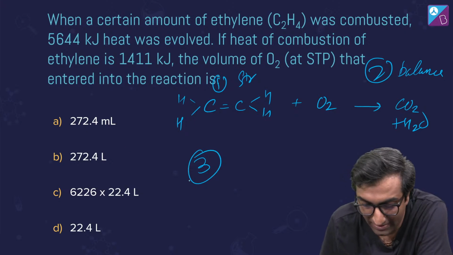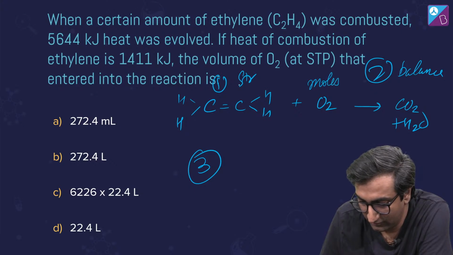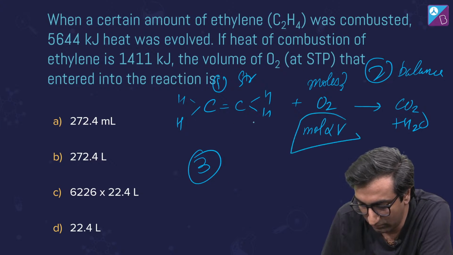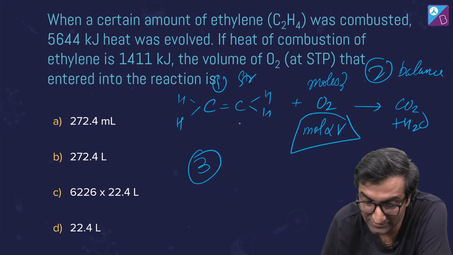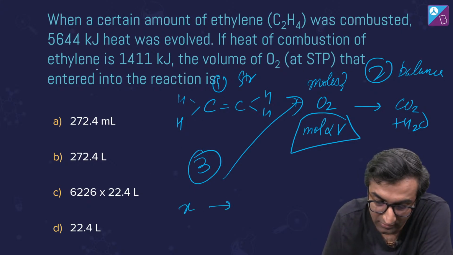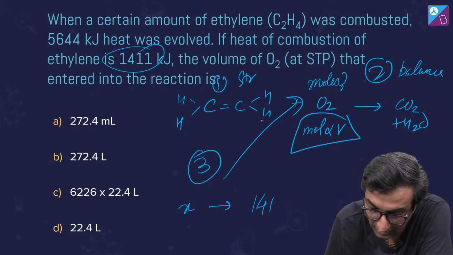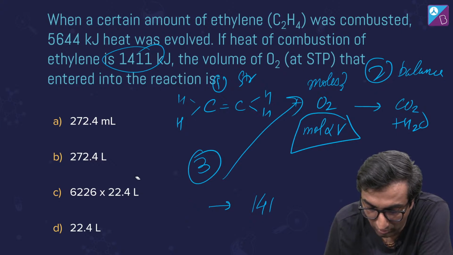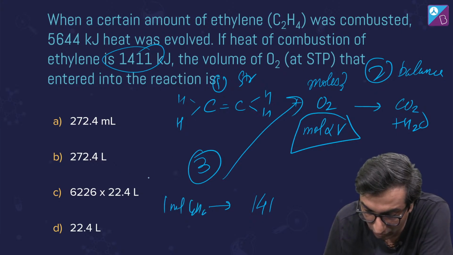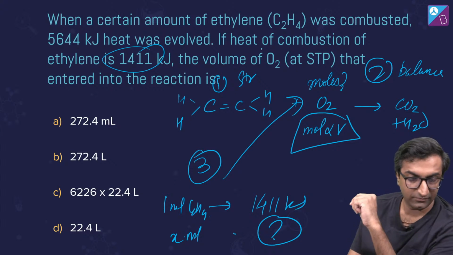Step 3 is after you balance and you do all of your awesome things and somehow you've got इसके कितने moles होंगे, right? You've done this. After that, you got to do mole proportional to volume and then you get volume. So that step 3 is figuring out moles. How do you do that? अच्छा, x moles के लिए आपको निकलता है 1411. नहीं हाँ कुछ मतलब एक मोल C2H4 के लिए आपको मिलता है 1411 किलो जूल. तो x मोल के लिए कितना निकलेगा? तो उससे you get moles and then you do all this. This is the process to do this question.